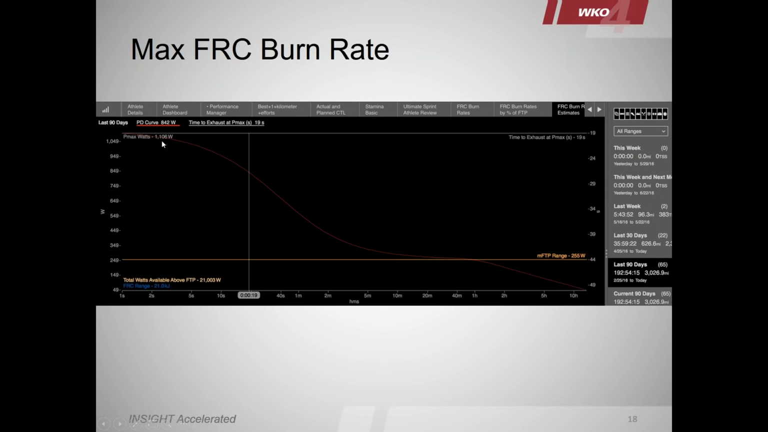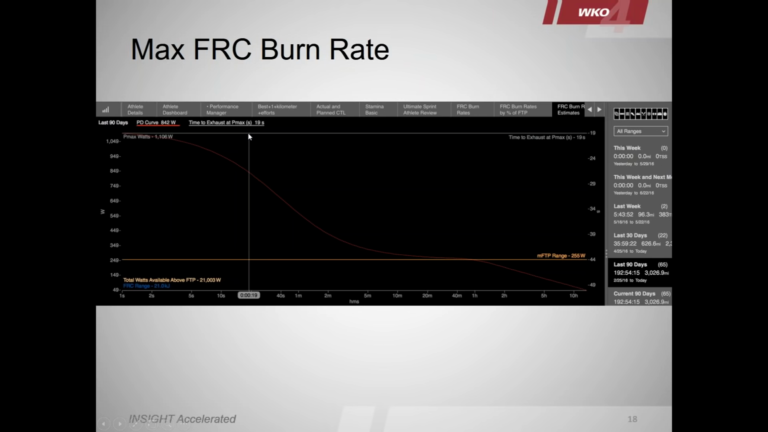You can build charts in WKO4. I'm going to show you also the relationship between a joule and a watt. We track FRC in joules and watts. 1,000 watts is 1,000 joules per second. So the reality is it's pretty easy to translate. If this rider's Pmax is 1,106 watts, they could probably maintain a max sprint of 1,106 watts for 19 seconds from an energy-based reality. That doesn't mean that they can. Some other barrier could be there.